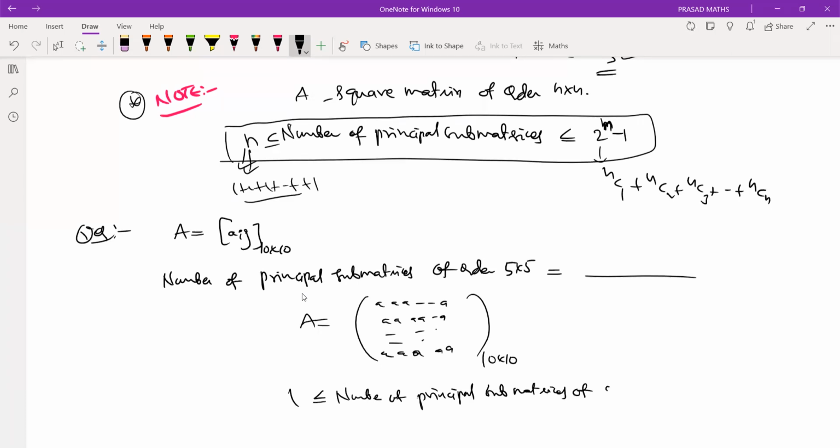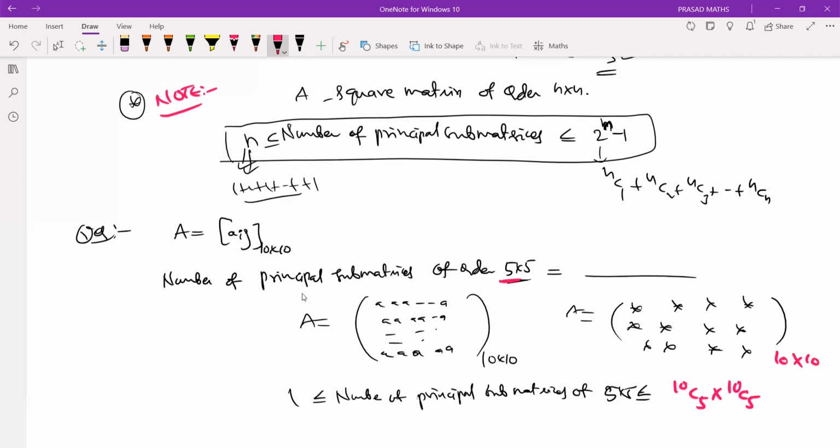Now tell me, this is less than or equal to what upper bound? Suppose all entries are distinct. This 10 by 10 matrix, all are distinct. What I require is only 5 by 5, but what you have actually is 10 by 10. Tell me what the upper bound is. I need to select only 5 rows and 5 columns out of 10 rows and 10 columns. 10C5. Is it clear?